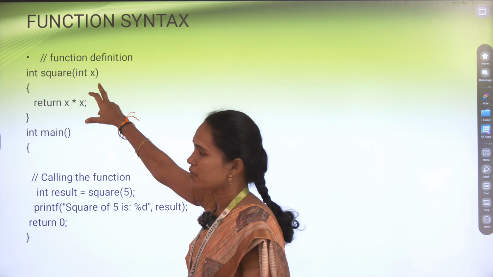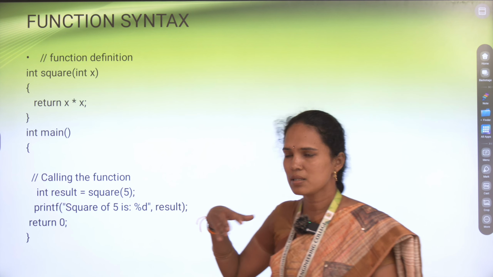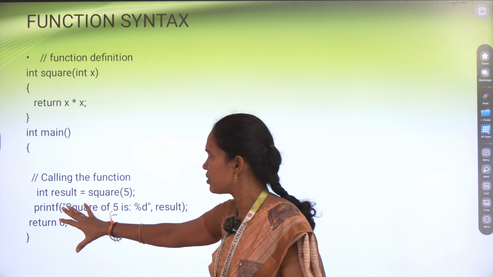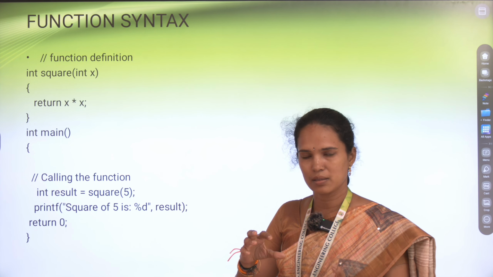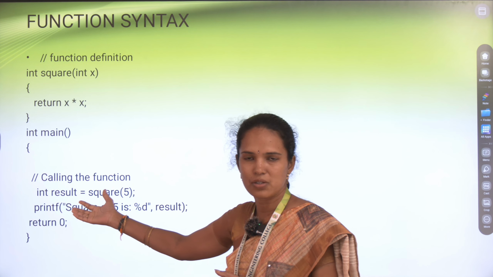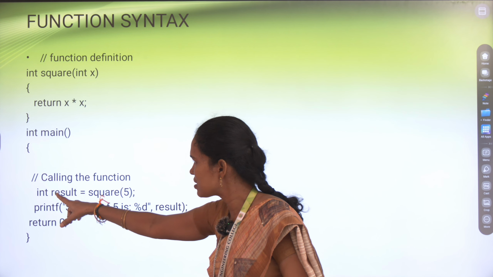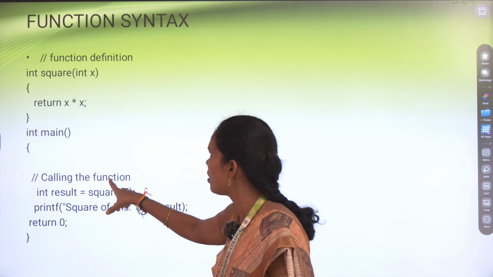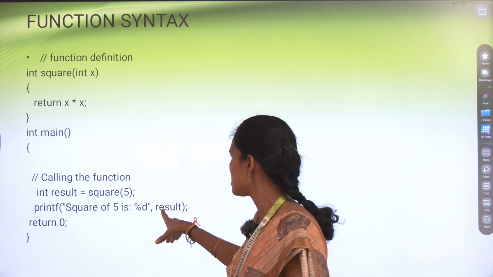int square, int of, I'm passing a parameter x. Inside, return x into x. That is, while returning I want to square that number. And here this is my main function. When you are compiling a program, the cursor will obviously go first to the main function, right? What is the first line of the main function? int result is equal to square of 5. So you have to call the function square here. Then print square of 5 is equal to result.